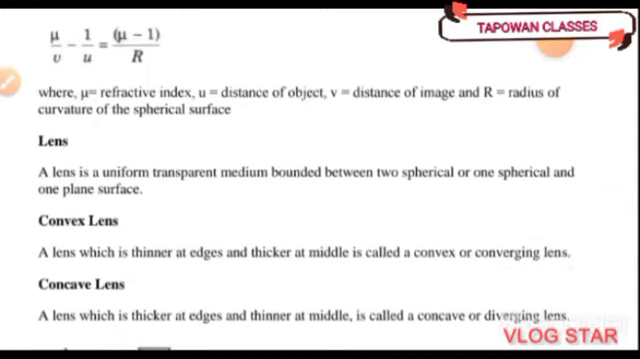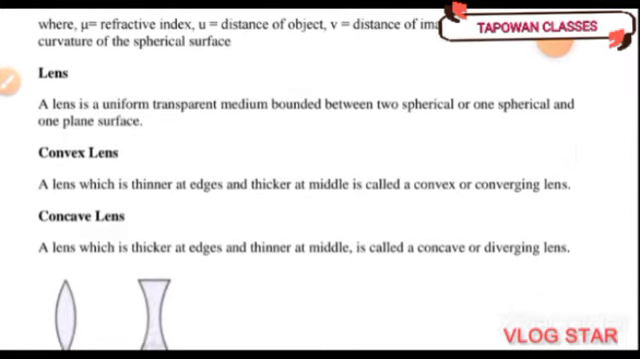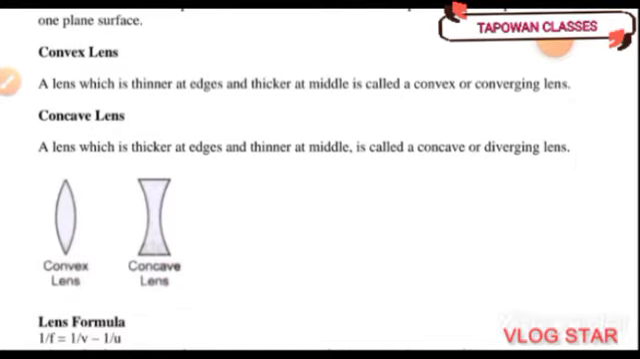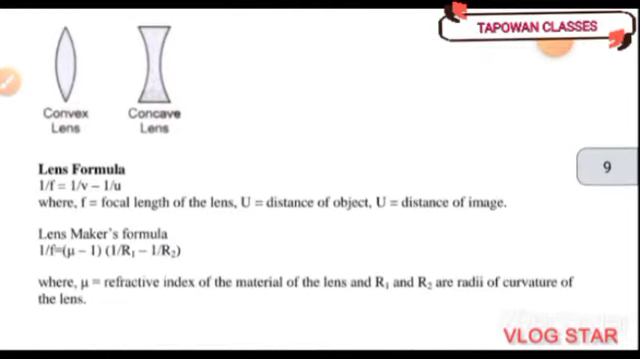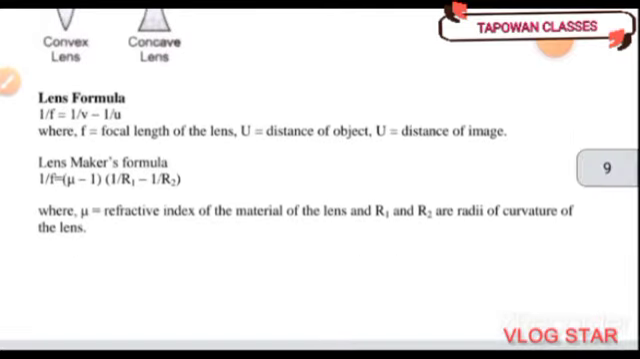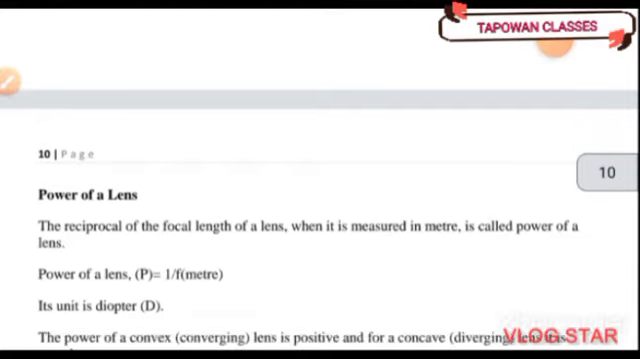A lens is a uniform transparent medium bounded between two spherical surfaces or one plane and one spherical surface. There are two types, convex and concave. A lens which is thinner at the edge and thicker at the middle is called convex, and a lens which is thicker at the edge and thinner at the middle is called concave. The lens formula is very popular: 1 by f is equal to 1 by v minus 1 by u, and the lens maker's formula is 1 by f is equal to (mu minus 1) into (1 by r1 minus 1 by r2).